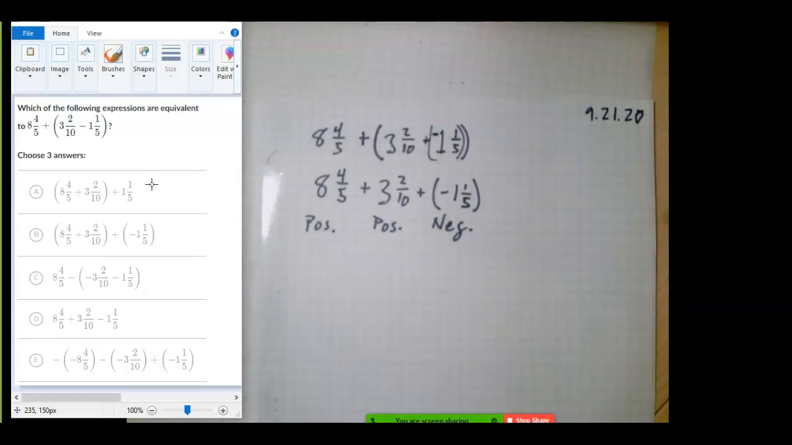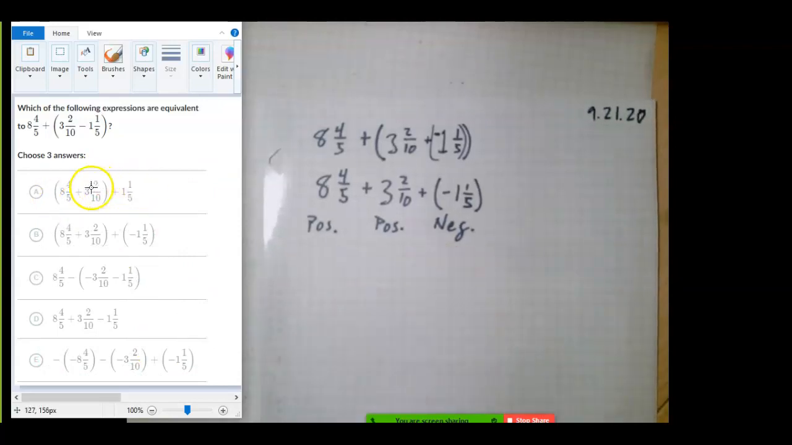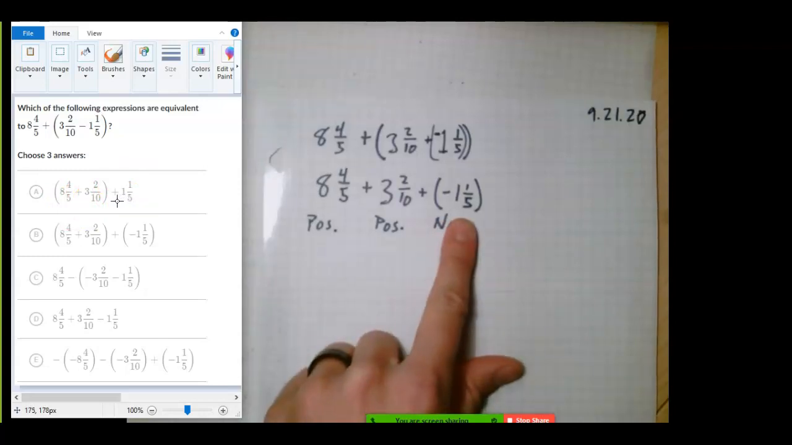No questions. So now we look at our multiple choices, right? And they're kind of grayed out over here. But let's look at our multiple choice options. We're looking for positive, positive, negative. When I look at A, we have positive, we have positive, and we also have positive. So because A is positive, positive, positive, it doesn't work. I need my 1 1/5 to be negative.